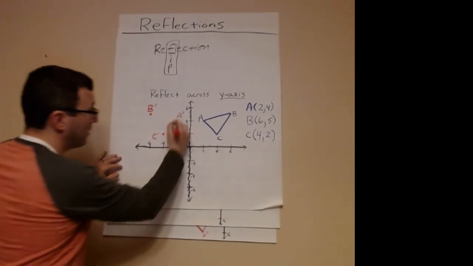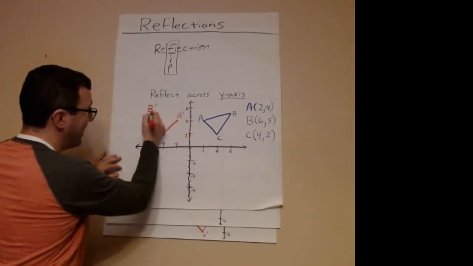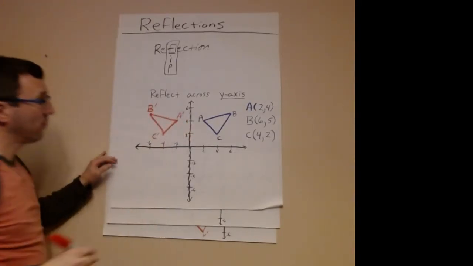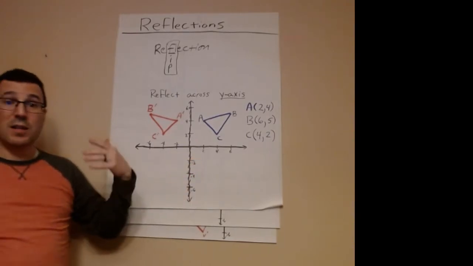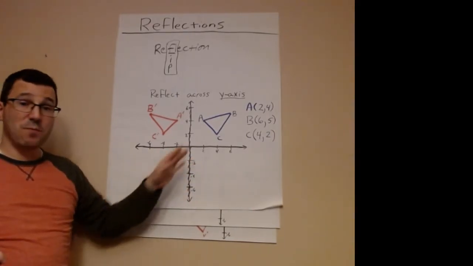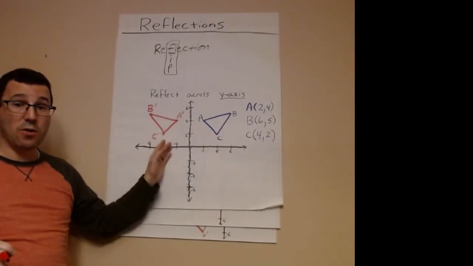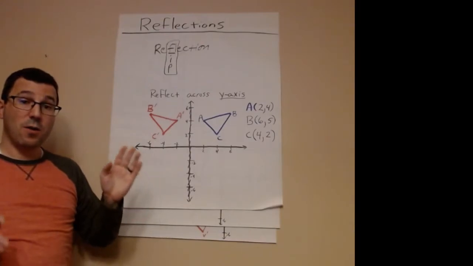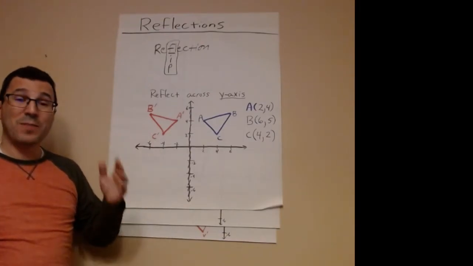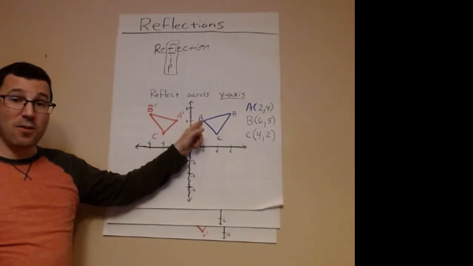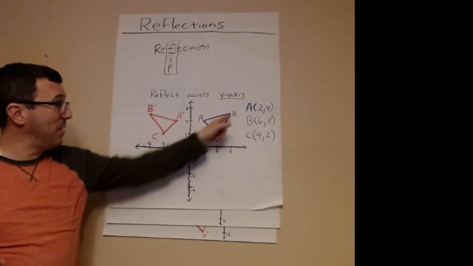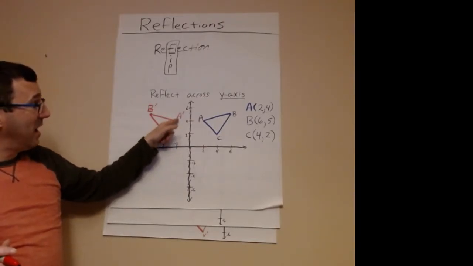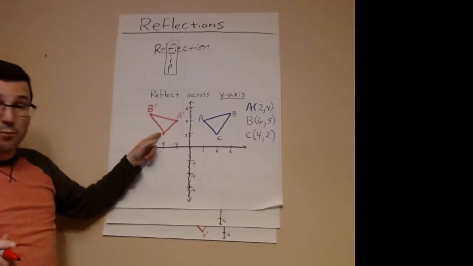of the y-axis. And when we connect our points, we see that now not only is this in a different position, basically in a different spot on the graph, the orientation, the way the points are situated within the shape, is now different. So instead of here going clockwise, we have A, B, C. In the image, they're counterclockwise. A prime, B prime, C prime.